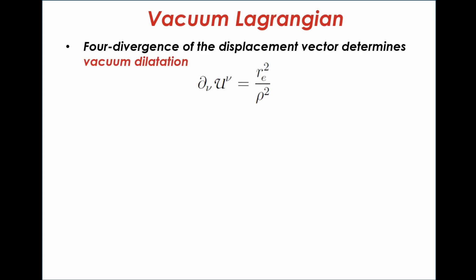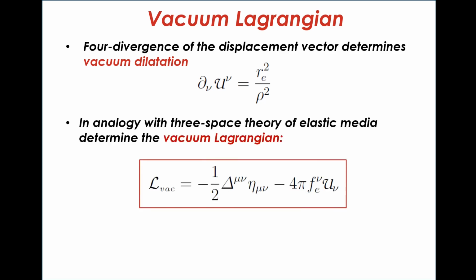Now suppose we calculate the forward divergence of the vacuum displacement vector. This determines a scalar quantity which we will refer to as a vacuum dilatation. This is a measure of the amount by which our classical electron is compressing the vacuum in its near neighborhood. With this definition and definitions of vacuum stress and vacuum strain, we are now in a position to draw from the three-space theory of elastic media and write a vacuum Lagrangian for the electron.